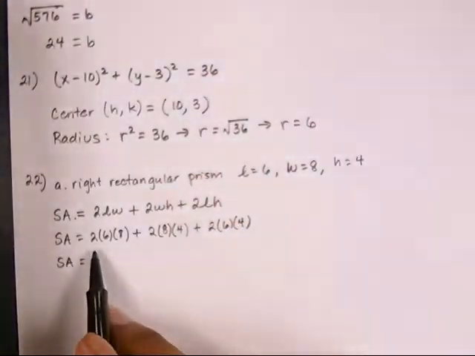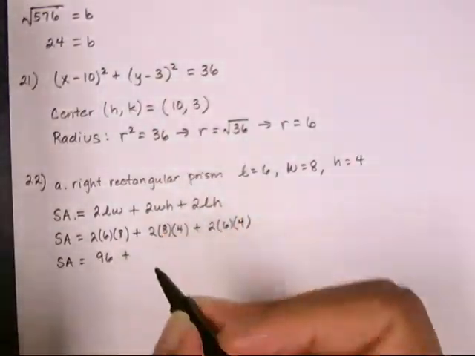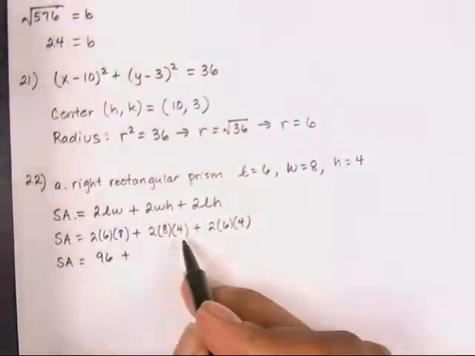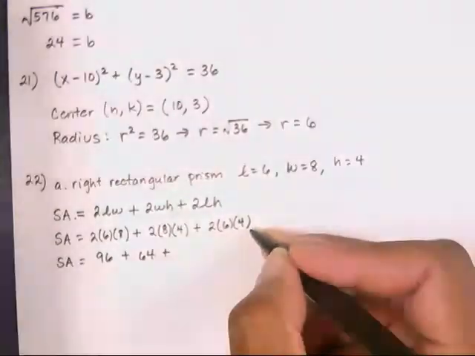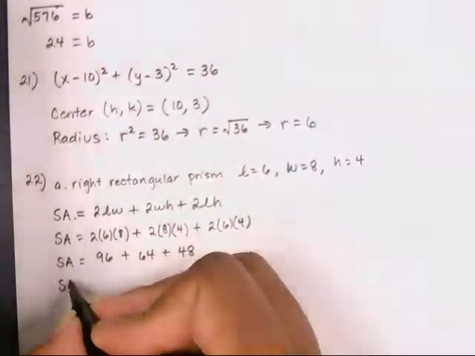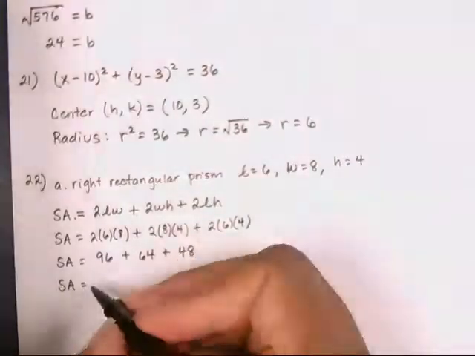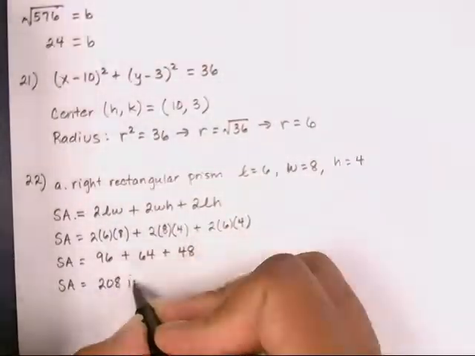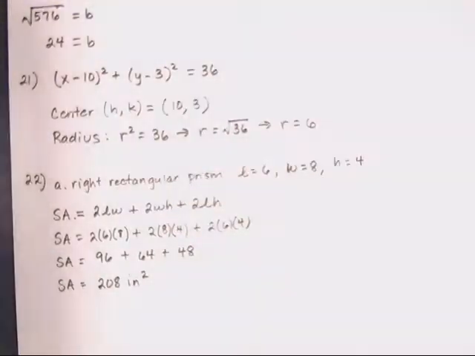And in this case here, if I multiply 2 times 6 times 8, that will give me 96, plus 2 times 8 times 4, that will be 64, and then 2 times 6 times 4, 48. And if we add 96, 64, and 48 together, you will get 208. And this is going to be in square inches because our units are in inches. So the surface area of that right rectangular prism will be 208 square inches.